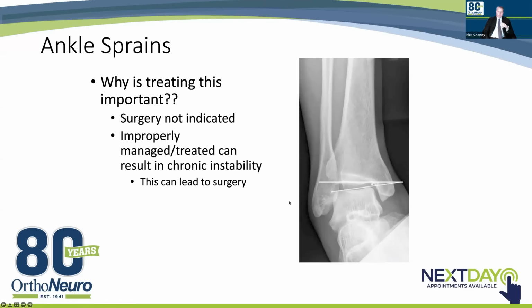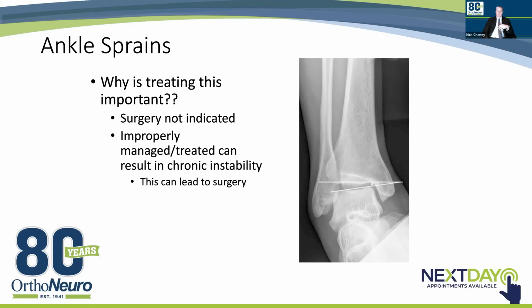So why is treating this important? Again, if we don't treat this the right way, those ligaments... everybody's heard of proprioception. It's your body's awareness of where it is in space. And so those ligaments have nerve endings that innervate them. If those ligaments are damaged in a sprain, those nerve endings will not necessarily function correctly, send the right signals to the brain and fire certain muscles to help stabilize the ankle.